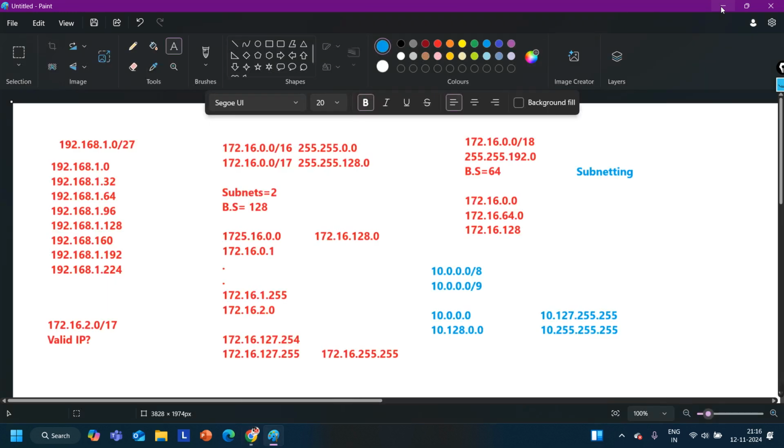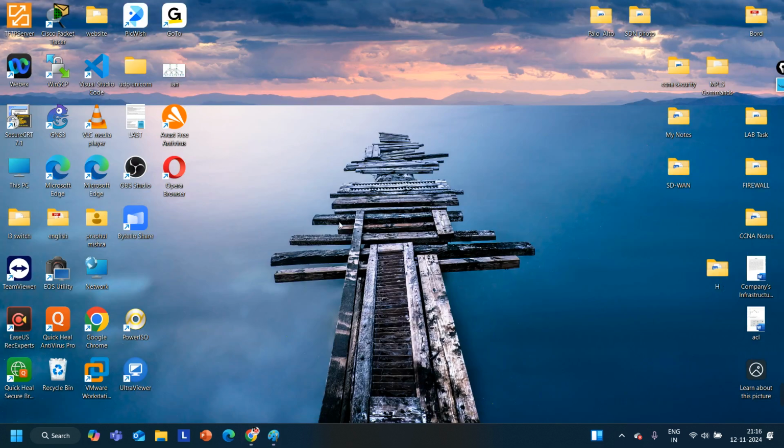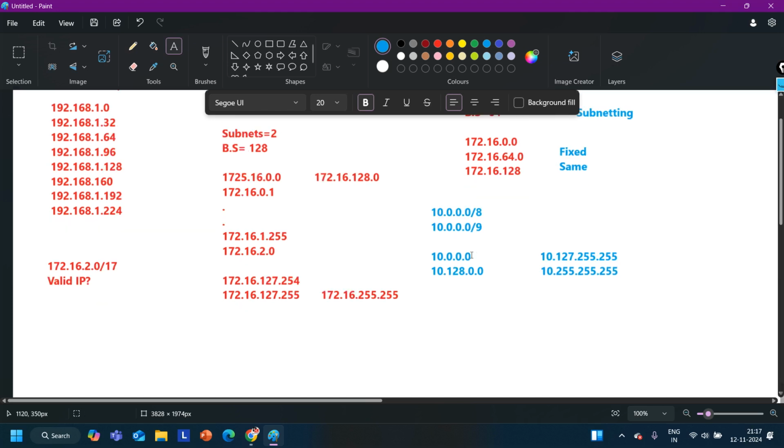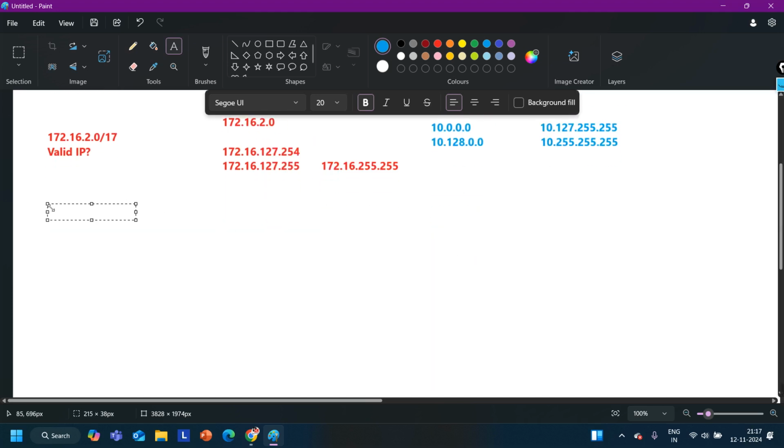Definitely you need practice. Lots of practice is required, right? But see, guys, one issue is there. The network length is fixed. Length of each network is fixed, means the same, right? In each network we have the same number of IP addresses, right?